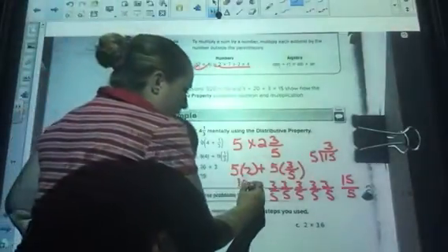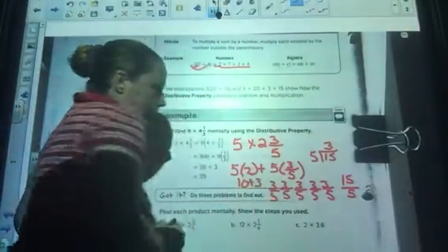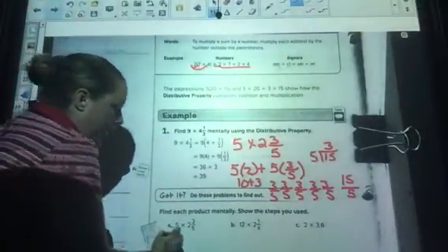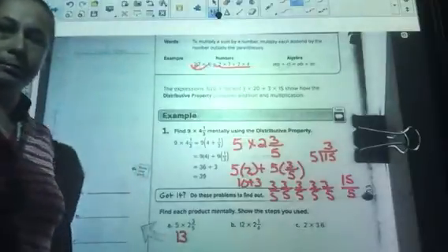So now you've got your 10 plus 3. 10 plus 3 is 13. So your answer for this one, 13.